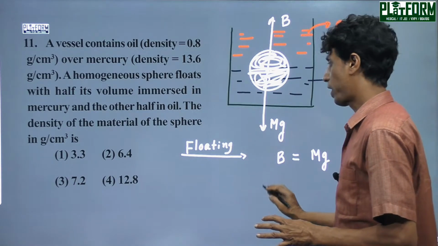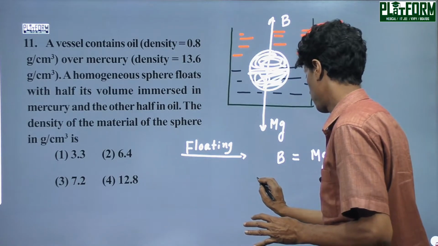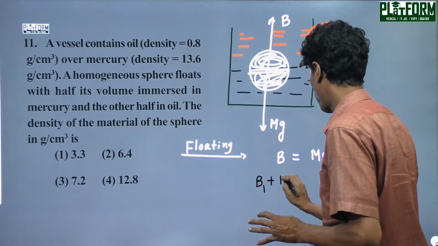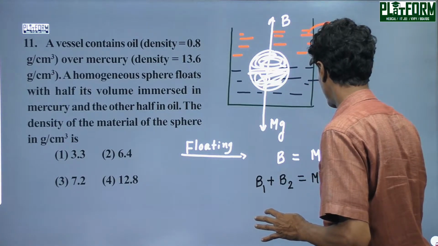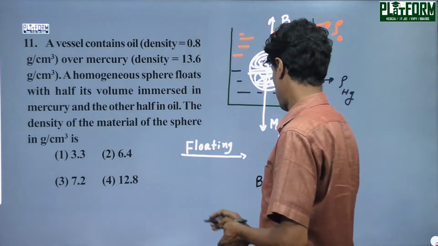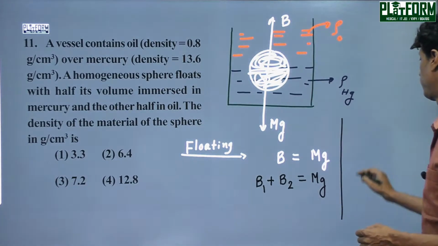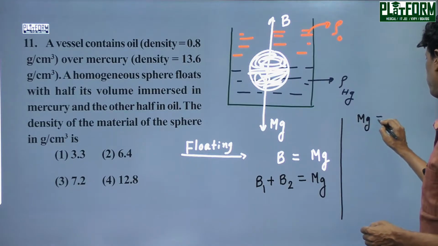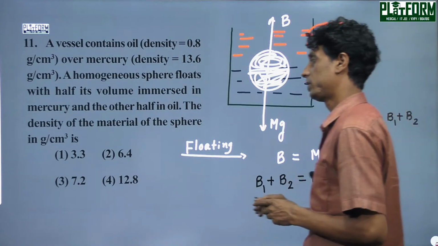Now buoyancy, we have to find out the buoyancy due to the liquid. It has two types of liquid, B1 plus B2 equal to mg. Half of the volume. B1 plus B2, it is our problem.